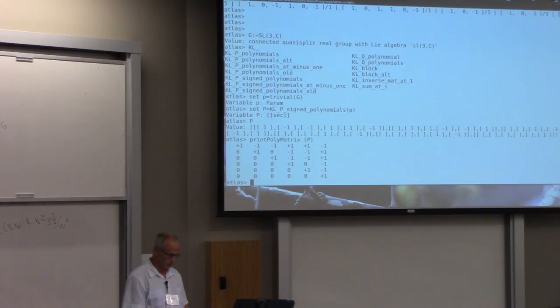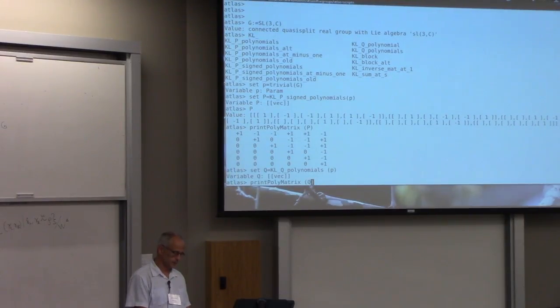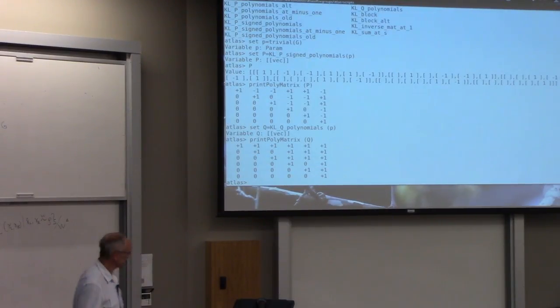And you can set Q equal to the KLV polynomials of P, and you can look at that matrix. And that's the multiplicity matrix. This tells you how to write a Verma module as the irreducible constituents of each Verma module.